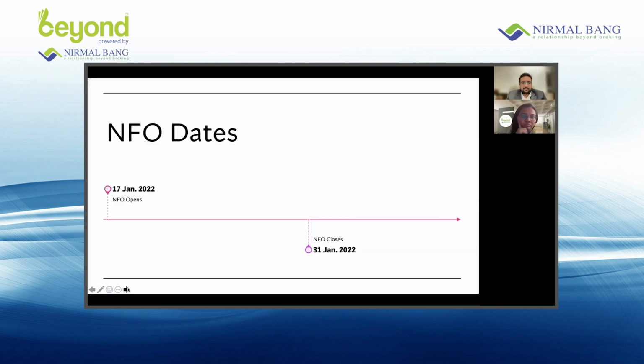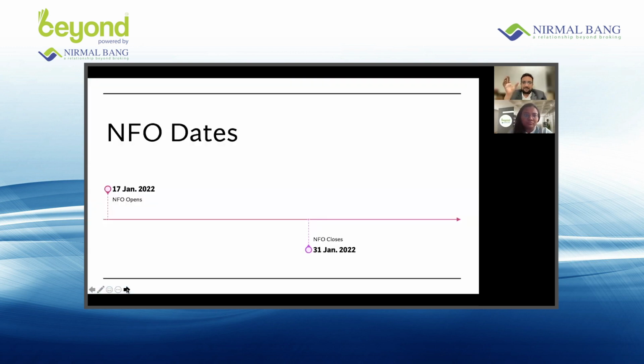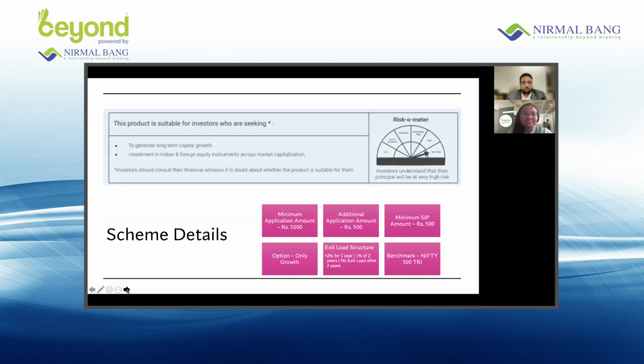The product detail: the NFO opened yesterday on the 17th of January. It closes on the 31st of January, which is next Monday. The reason why we timed this in such a manner is so that we can start investing from 1st February, which is budget day, a very highly volatile period of time. So impact costs are lower and we can buy stocks fairly efficiently. The minimum application amount is obviously $5,000. Minimum SIP is 500. There is only a growth option, no dividend option.